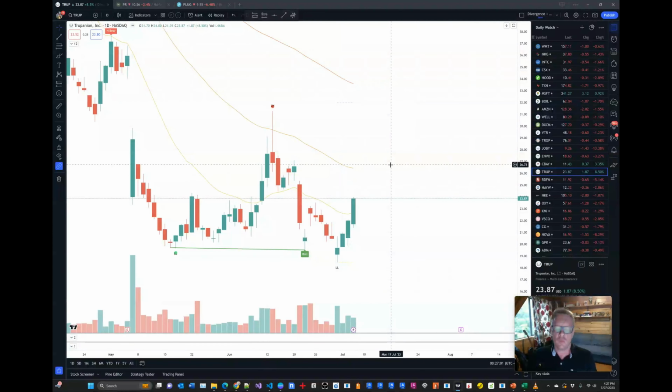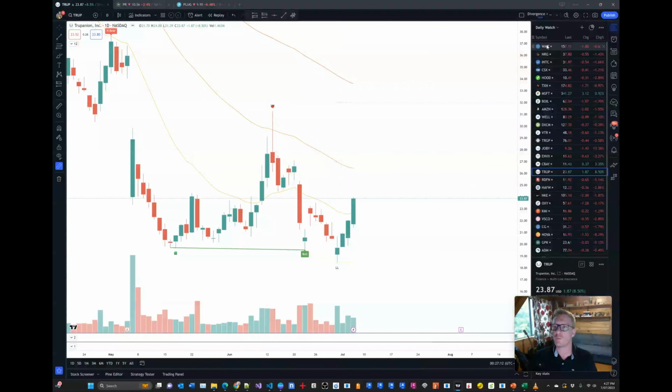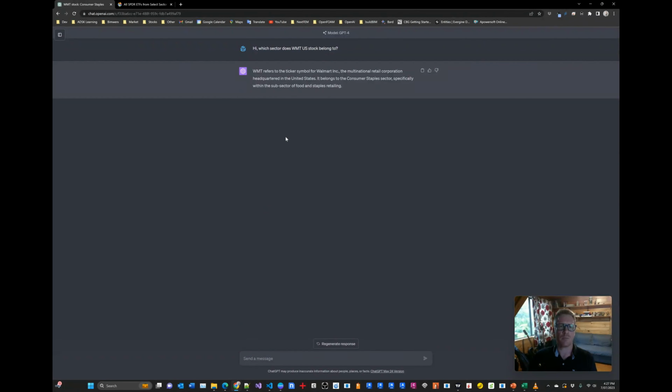Now, remember we said in the screenshot here that 70% of a stock's short-term direction is influenced by the market and sector or industry trend. Now, how do we determine what is the market, sector, or industry trend? If we look at Walmart here, there's some information here in TradingView telling us a lot about the stock, but it's not really telling us what sector this belongs to. So an easy way to do that is to fire up your ChatGPT. You don't have to have a paid subscription for this, but if you do, it helps.